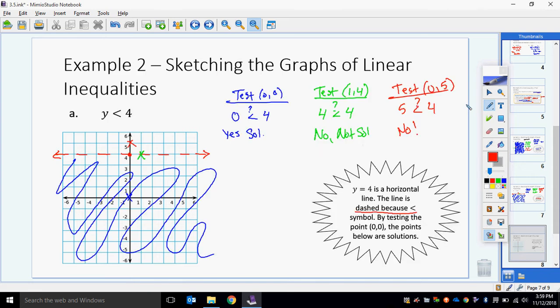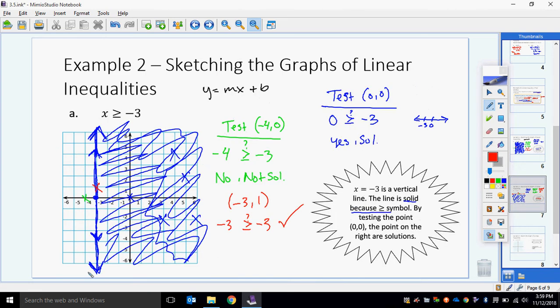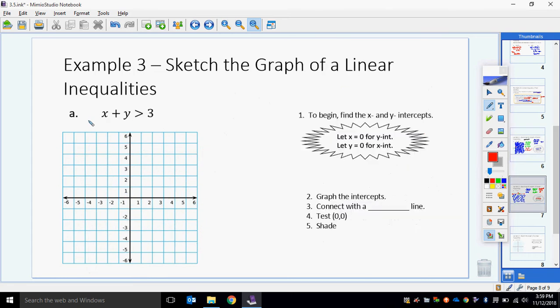Okay, so those were the special cases, the horizontal line and the vertical line. Let's look at more of the common lines, such as x plus y is greater than 3. So first thing we need to do is put it in slope-intercept form. That's one way to graph it. Another way to graph it is to find the x and y intercepts and graph those.